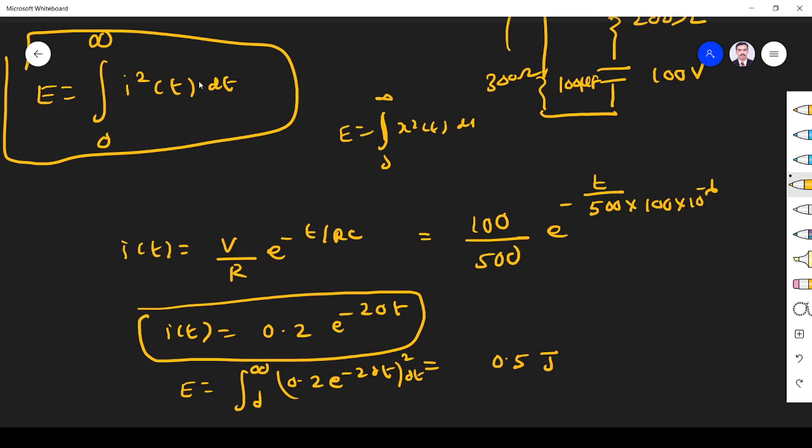So it should be I squared R, so please change it. I forgot the formula. So this is I squared into R. You put R dt, right? So if you simplify, how can you get it? This is 0.2 square, 0.4 into 20, from 0 to infinity, e power minus 40t dt. This will be equal to 0.5 joule. So the answer is 0.5 joule, the energy dissipated by the resistor.